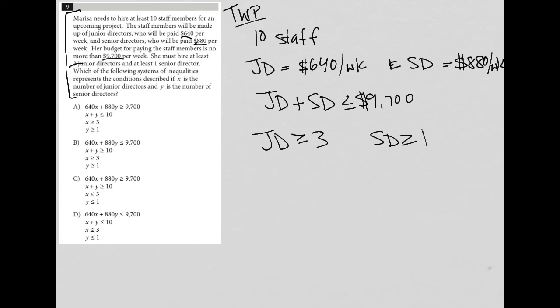Which of the following systems of inequalities represents the conditions described if X is the number of junior directors? Okay, so JD is really X. So everywhere I see a JD, I'm going to put X. So X, X, X. And Y is the number of senior directors. Let's get rid of SD and replace that with Y.